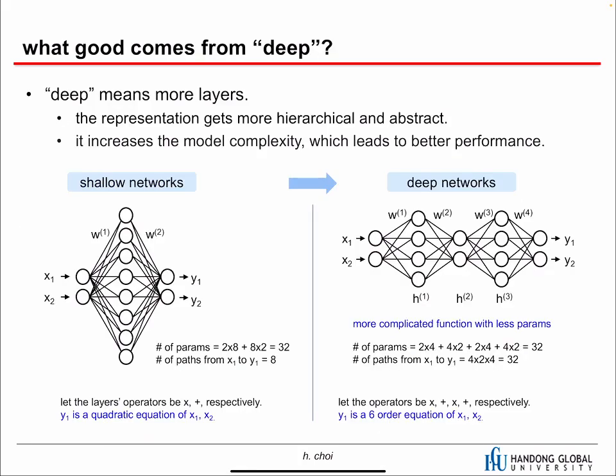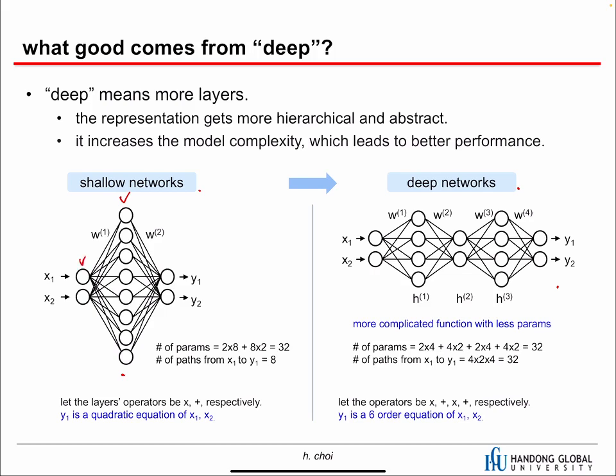Okay, then what good comes from deep? When we make a network deep, what is the benefit instead of having a wide network? As I said in the previous slide, we can make the model bigger by increasing the number of nodes in the layer, or we can add more layers like this. So we can compare this shallow network and deep network based on the number of parameters. So let's count the number of parameters. In this network, how many parameters do we have?